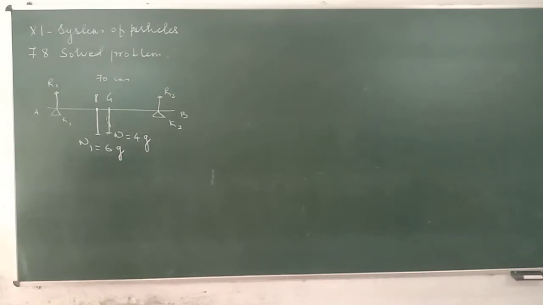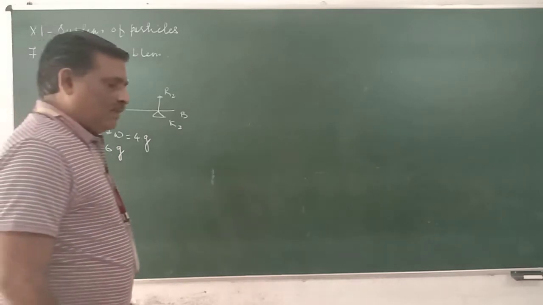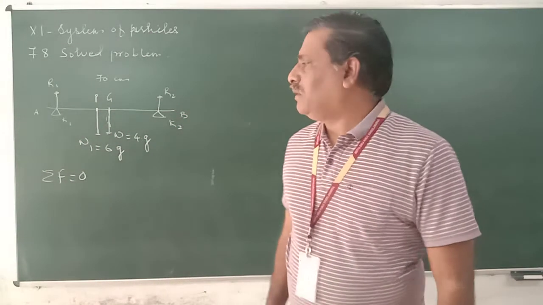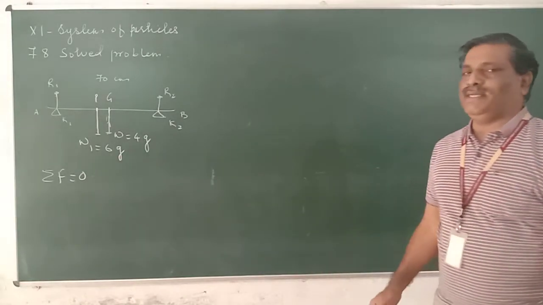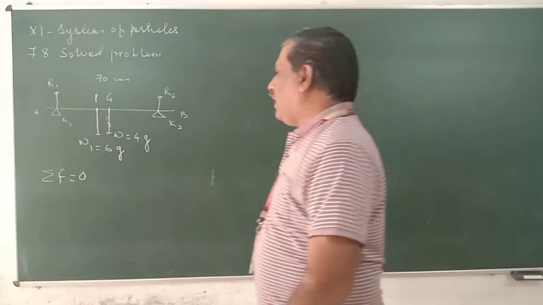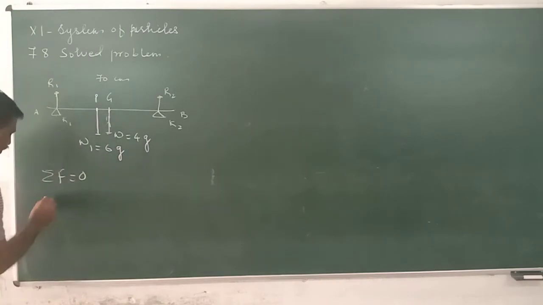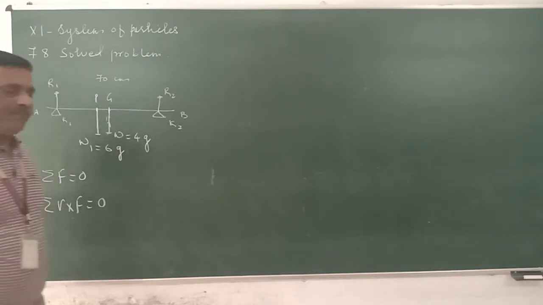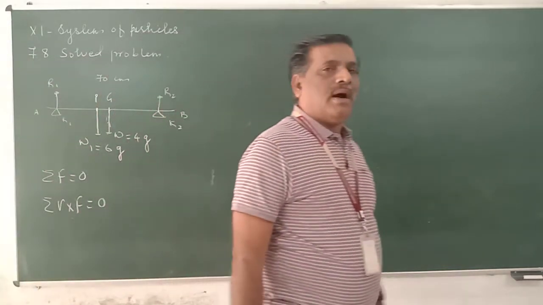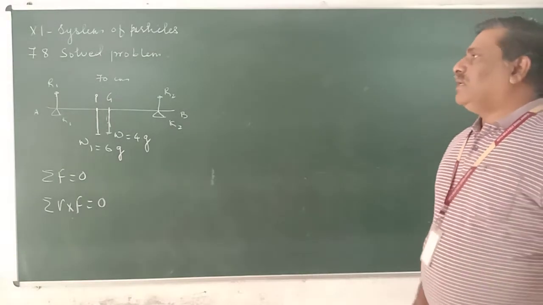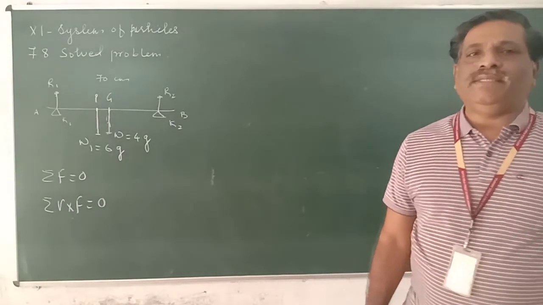Now let's see the equilibrium conditions. Summation F is equal to 0. It is the translational equilibrium, in which the rod will not move linearly. Then the second one is summation R cross F equal to 0, which is the rotational equilibrium. If these two equilibrium conditions are fulfilled, the rod or any object remains at rest.